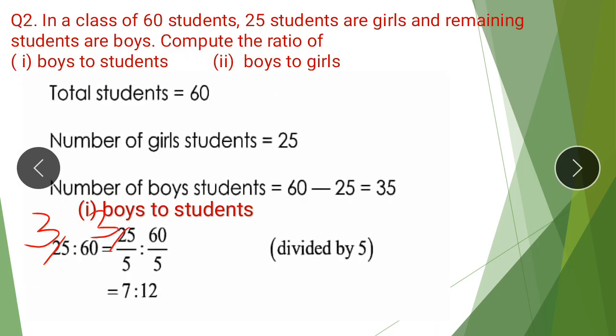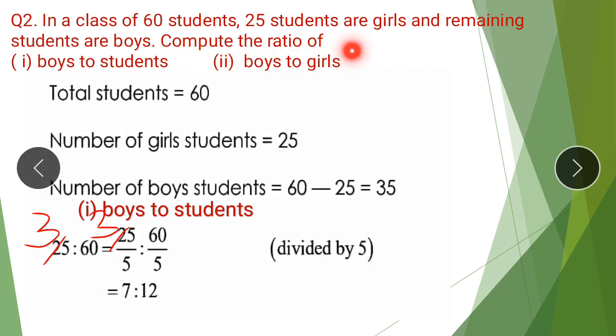Question number 2 states that in a class of 60 students, 25 students are girls and the remaining students are boys. Compute the ratio of boys to students and boys to girls. We have a total number of students 60, whereas 25 are girl students, and we are supposed to find the number of boy students because the remaining students are boys. So 60 minus 25 will be 35.